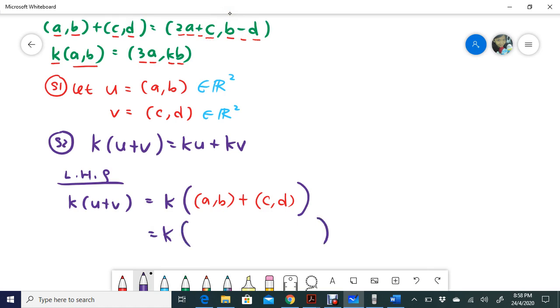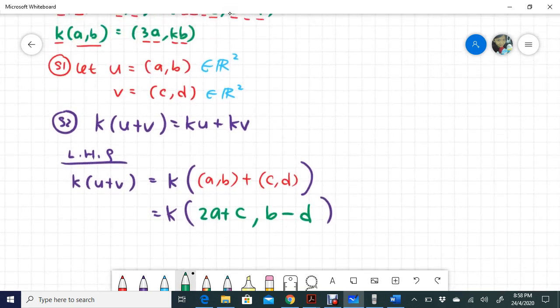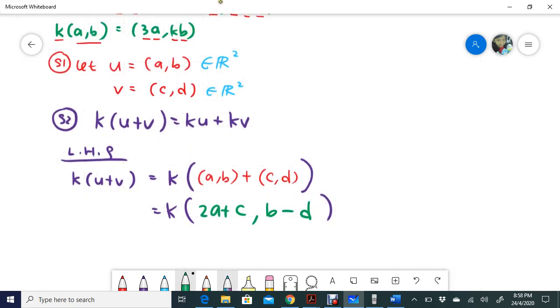Okay, so that means you will have 2a plus c, b minus d. Is that okay? Okay, so look back again at this part. You have a constant k with a dimension 2 vector. You have a constant k scalar with a dimension 2 vector. So it's the second condition, right?